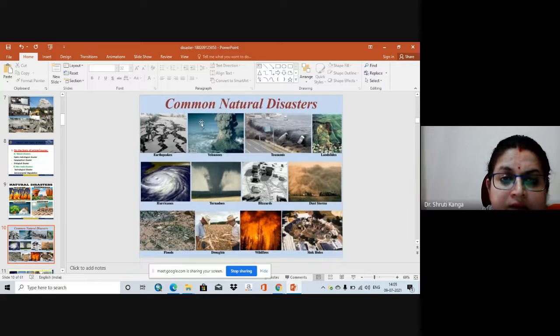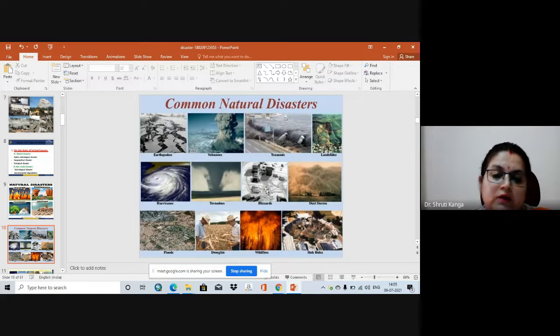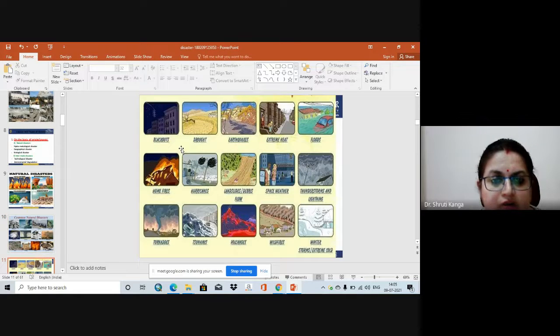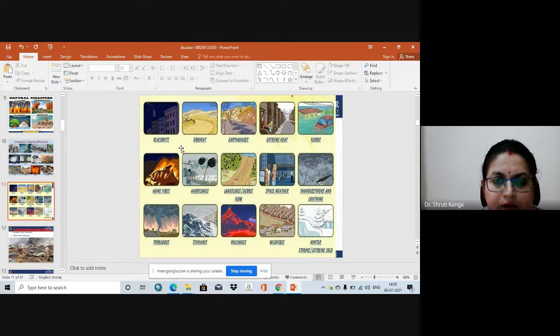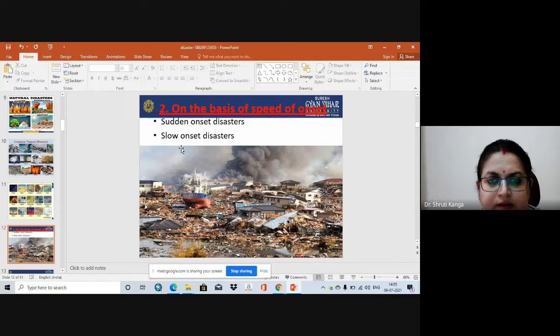And then these are some common natural disasters: earthquakes, volcanoes, tsunamis, landslides, hurricanes, tornadoes, blizzards, dust storms, floods, droughts, wildfires, and sinkholes. So these are some common disasters which are due to natural causes. Again, these are a few pictures depicting these things.